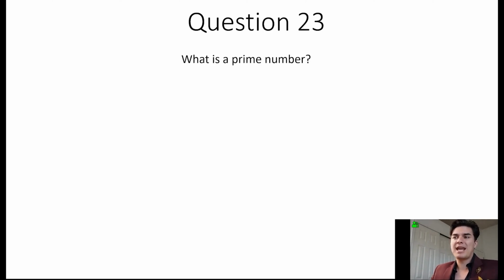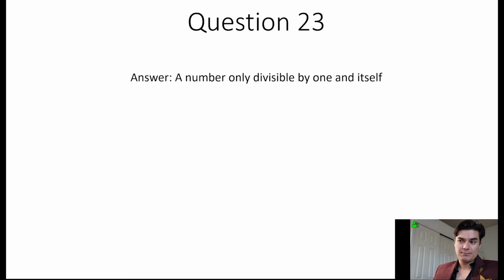Question 23, what is a prime number? I didn't put any options on here. A prime number is a number that is only divisible by itself or the number 1. And the reason that they use prime numbers in cryptography is that it's just uniquely mathematical, and it makes for very good encryption.